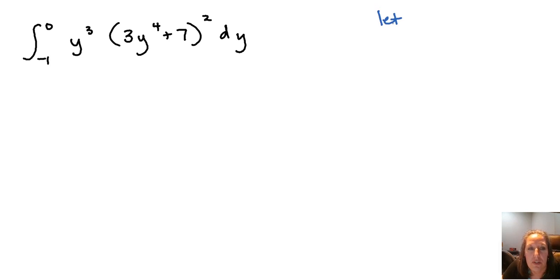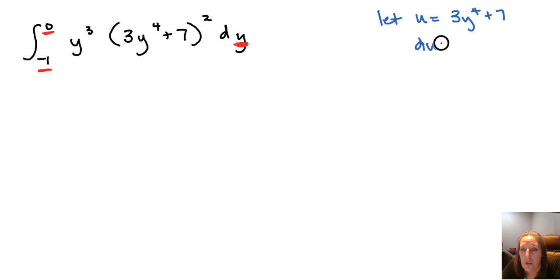And so just like we've seen in previous videos, we're going to let u substitute in for what's inside our function, in this case the 3y to the fourth plus 7. Now we do need to substitute in for all parts of this antiderivative, our differential, as well as those endpoints. And so our -1 and 0 are always in terms of whatever variable our differential is in. And so we need to convert those to u values.